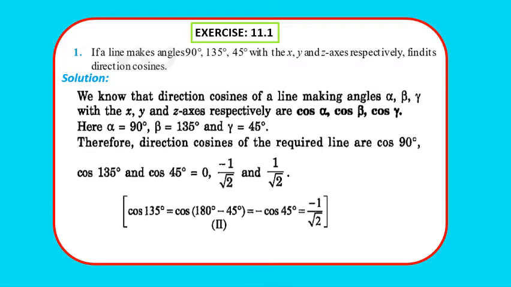We have learned how to find the value of cos 135 in grade 11th also. So if angles are given, simply the cos of those angles will be the direction cosines of the given line. Clear? So pause and note down the solution.